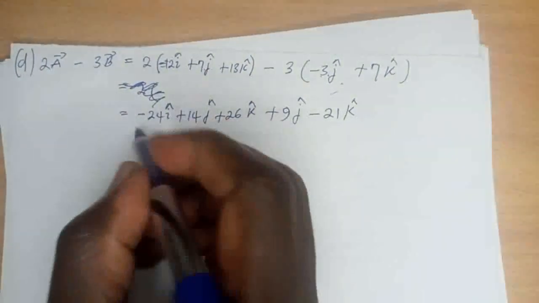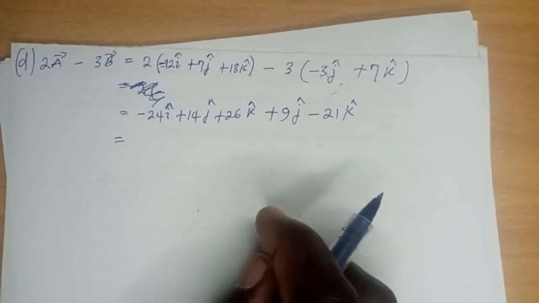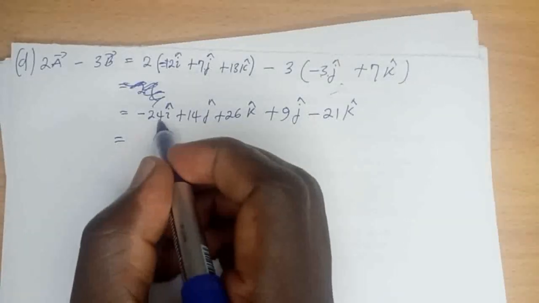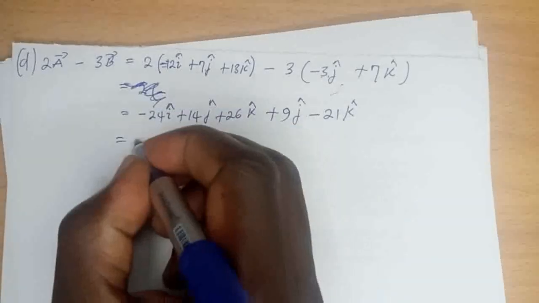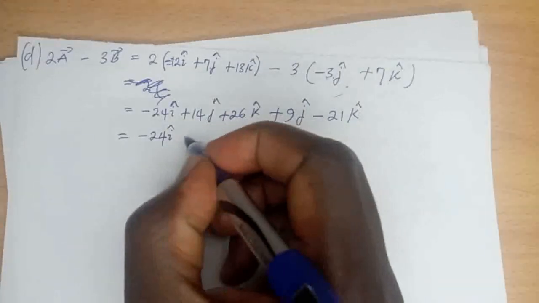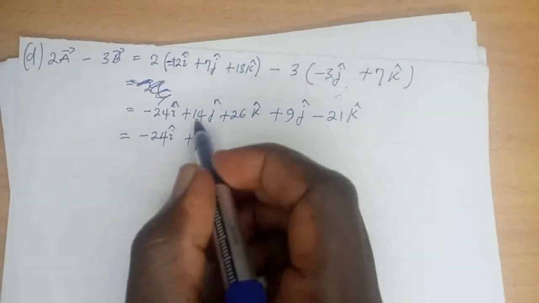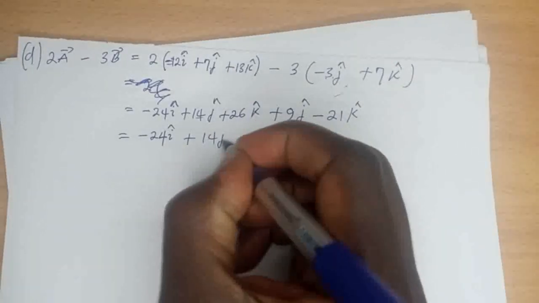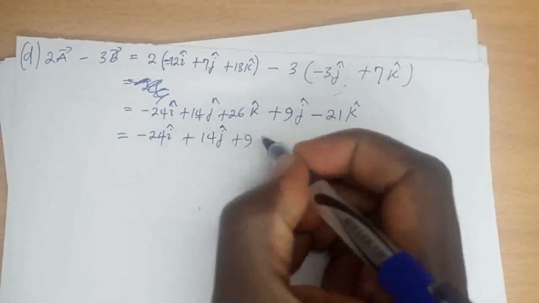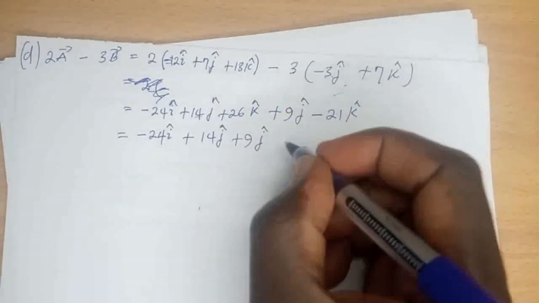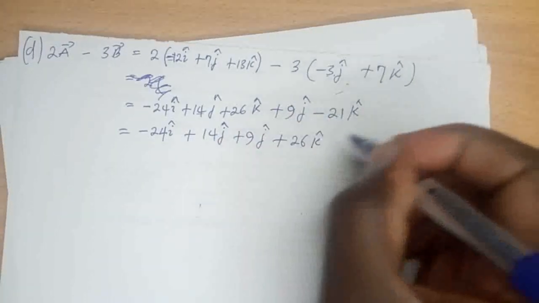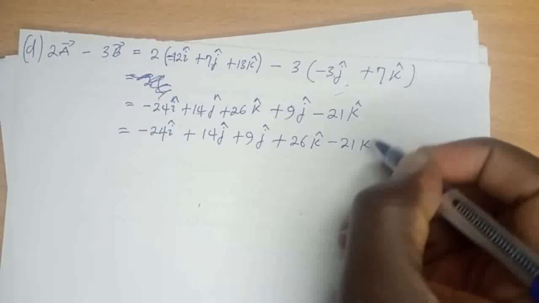Good. The next thing is we have to group our like terms, and we know that we have only one term in I cap, so this will remain unchanged, minus 24 I cap. And then plus 14 J cap. Where is another J cap? And plus 9 J cap, and then you have plus 26 K cap minus 21 K cap.